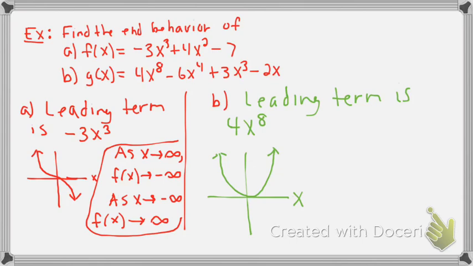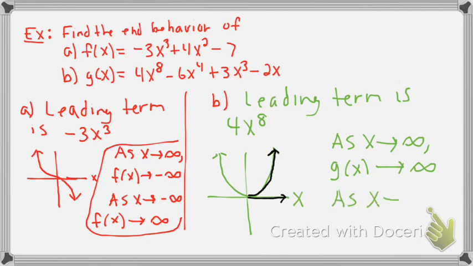For the end behavior, as x becomes more and more positive, the outputs of g of x, the y values, are going upward. If you look at this piece right here, as we move more and more to the right, the graph keeps increasing, so g of x is approaching positive infinity. And as x becomes more and more negative, the g of x values are becoming more and more positive, so g of x approaches positive infinity as well.